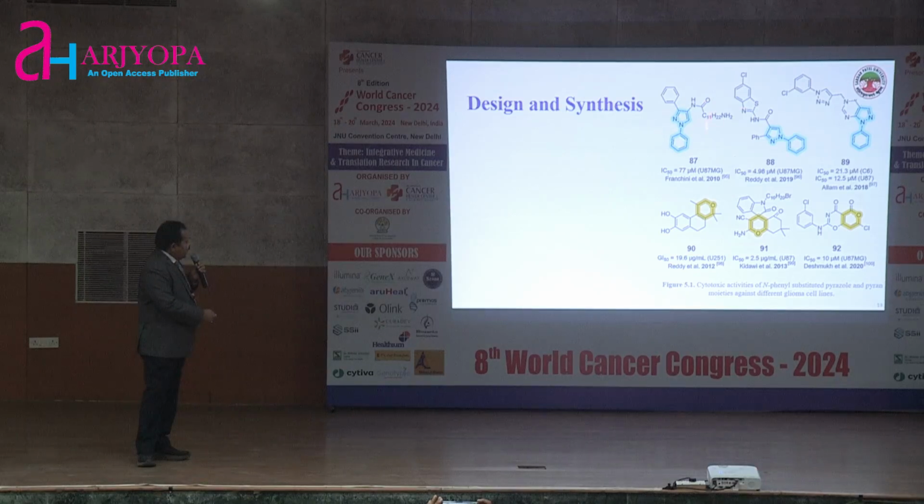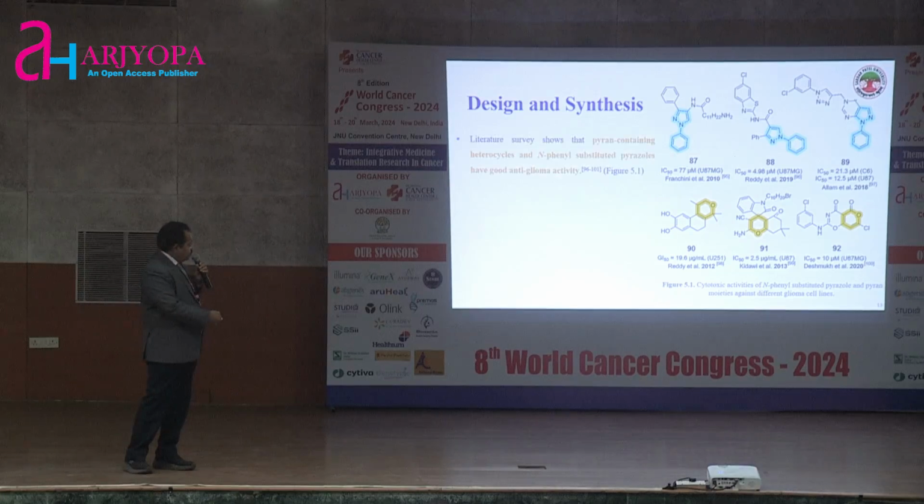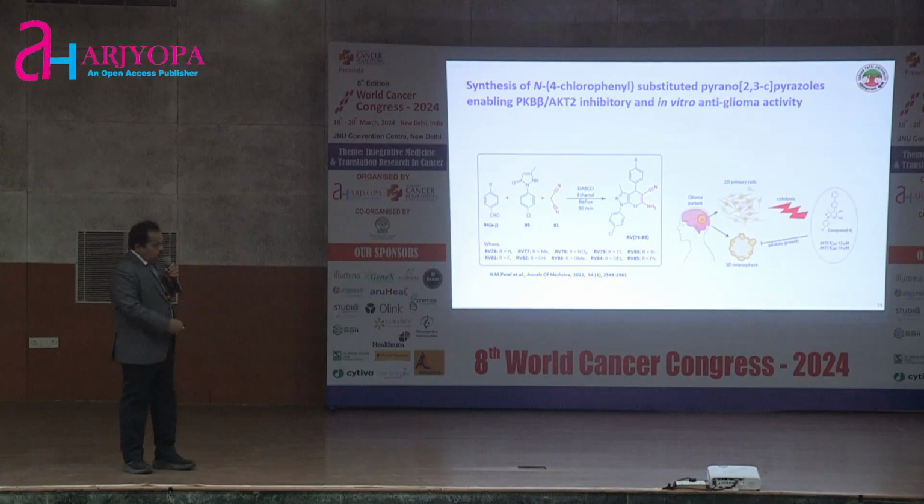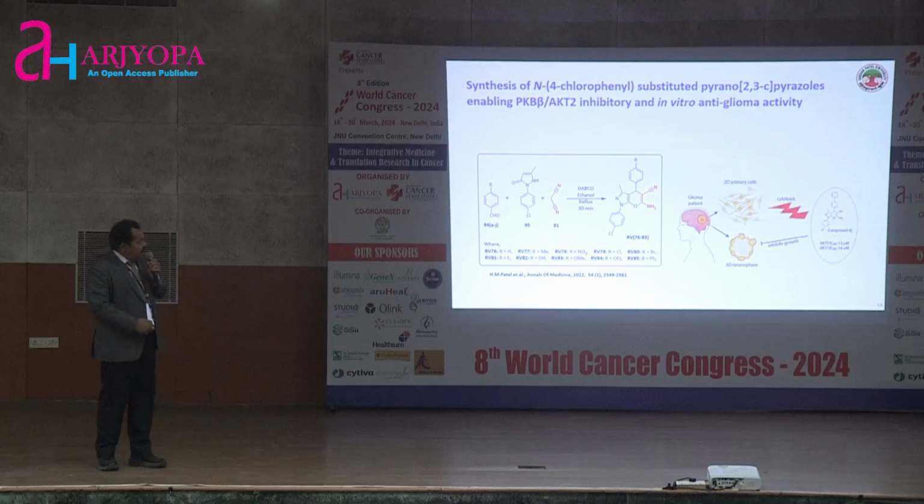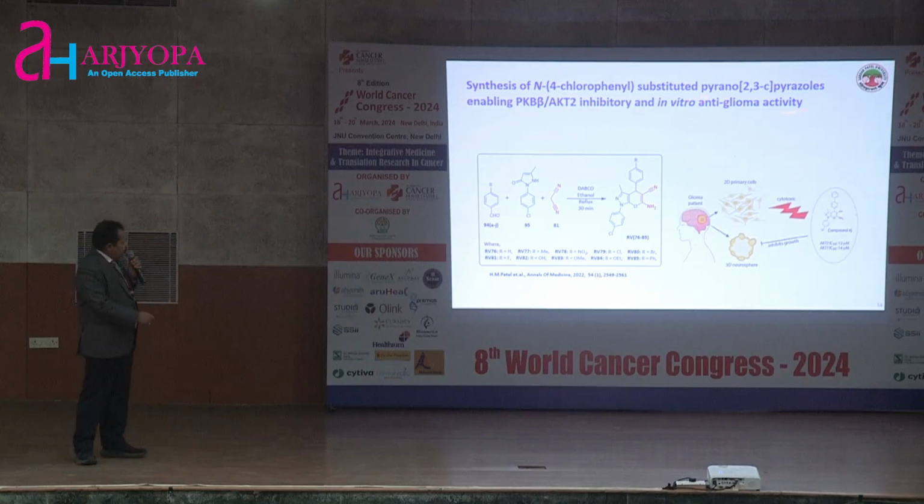Now, if I talk about another type of molecule, another core you will see here is the pyrazole core. With this pyrazole core, many scientists claim anti-proliferative activity as well as activity against glioma cell lines. Here you can see that the pyran core and pyrazole core are the two important cores which are very essential to show great potency. Based on that literature survey, we designed this molecule as pyrano 2,3-c pyrazole molecules, which enable PKB beta as well as AKT2 inhibitory activity as well as in vitro anti-glioma activities.